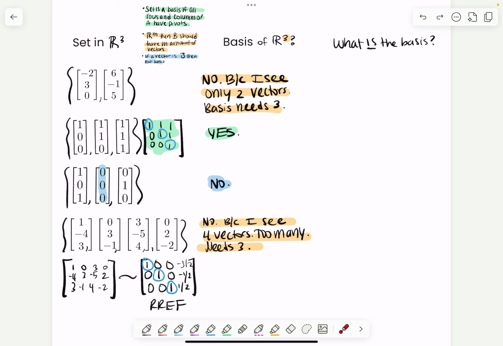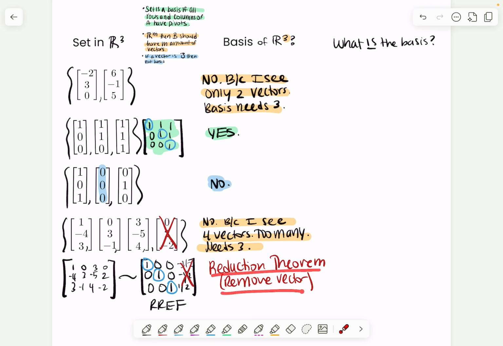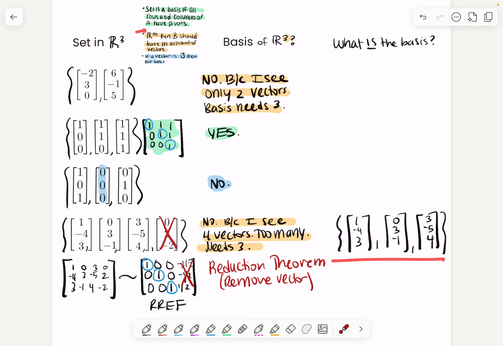Because remember that your basis is just made up of only independent vectors. Independent vectors are the ones that are pivot columns. Each has a pivot. So you don't want any dependent vectors in your basis, so you remove this one. This is called a reduction theorem, where you're removing a vector, you're reducing the set until you get a set where you can check the condition again and see if it satisfies it. In other words, until it becomes a basis.